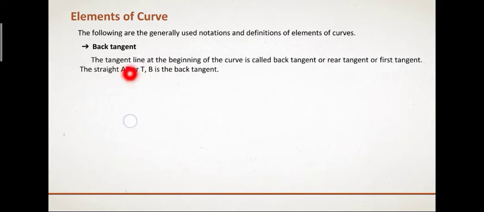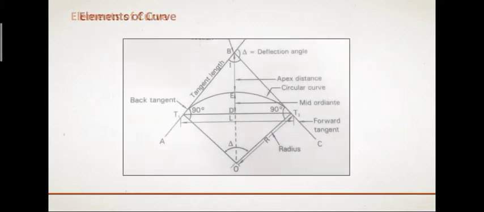Back tangent. A tangent length at the beginning of a curve is called the back tangent or rear tangent, or it is called the first tangent. Here, this A to B, or A T1 B, this distance, this tangent. Why is it called tangent? Because it is at 90 degrees to this curve. So it is called tangent AB.